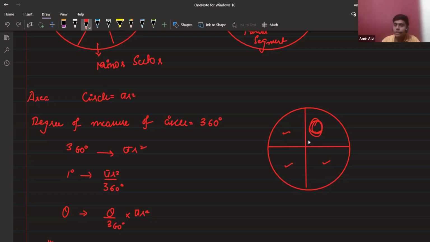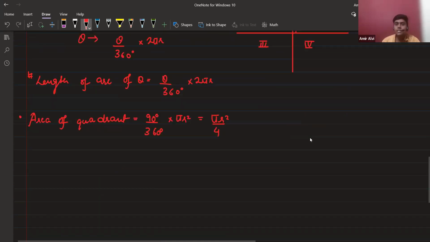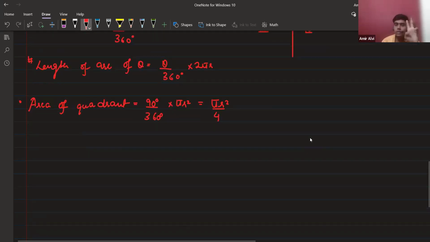And this is 90 degree, yes or no? Clear? So that's all the basics of this chapter. There are only 2 formulas. This is the specific formula, because the word quadrant is used, so I can use that 90 degree. That's why I've written this. It's also in NCERT. Don't worry that it's not in NCERT.